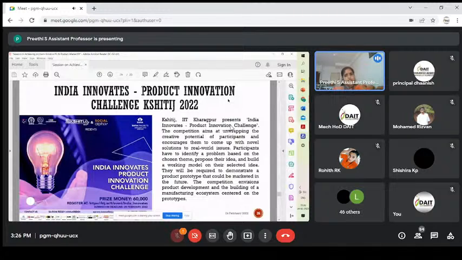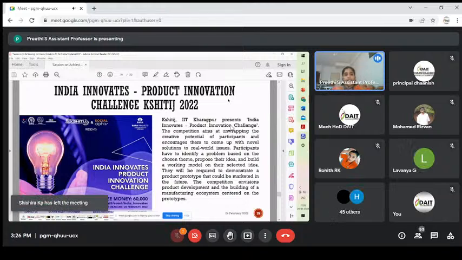This particular product innovation challenge aims for bringing out new or innovative solutions for real world issues only. So you will be expected to identify a problem based on the themes. There are 10 to 20 themes available in this particular website, and you can go pick up one theme and propose your idea on the theme. Build a working model. Present the working model. You win the competition.